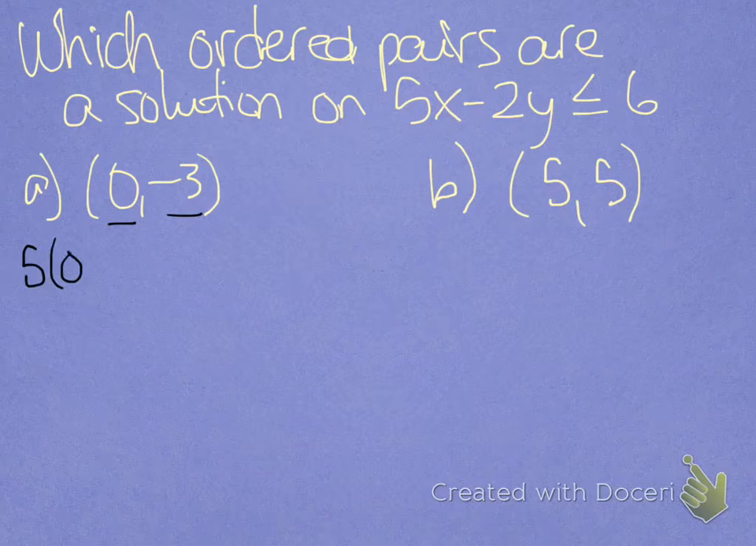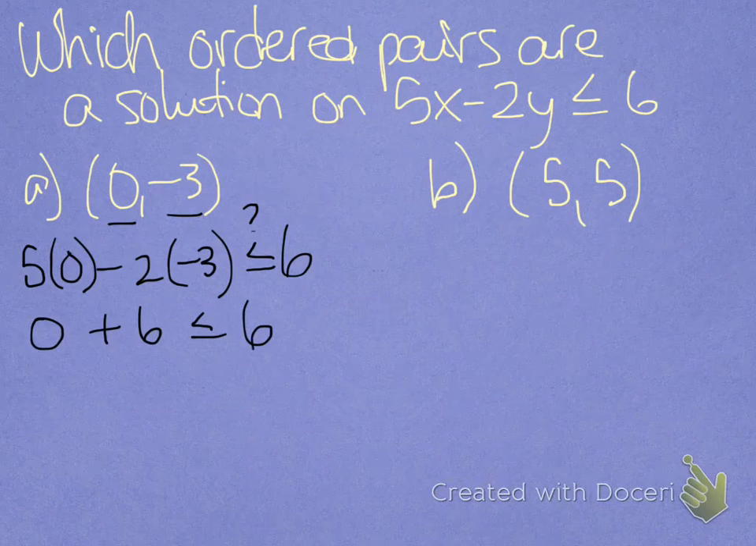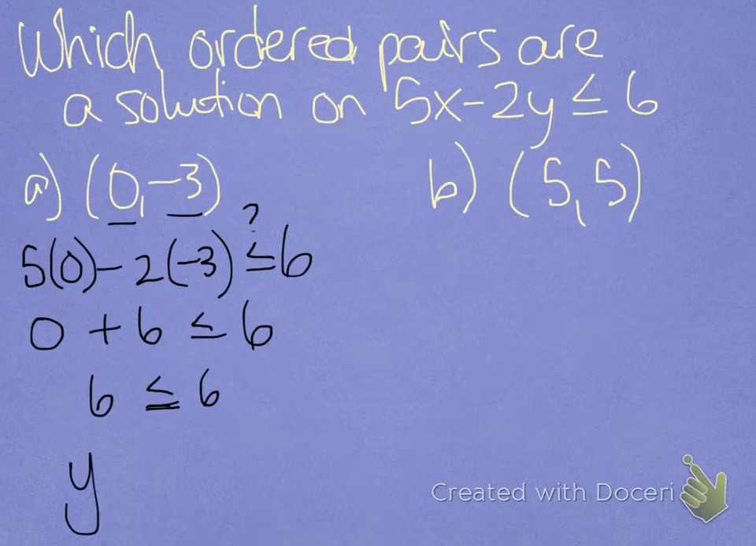So 5 times 0 minus 2 times -3, we need to determine if that is in fact less than or equal to 6. So we have 0 plus 6. Is that less than or equal to 6? Well, 6 isn't less than, but this inequality is less than or equal to. So since 6 is less than or equal to 6, this is a solution.